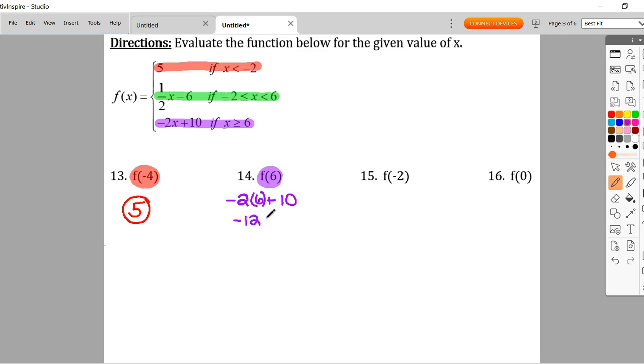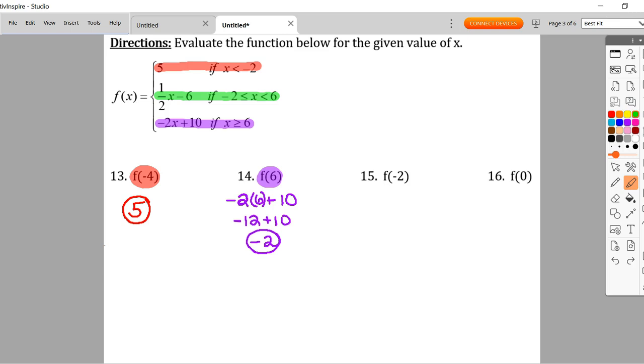negative 2 times 6 to be negative 12, and then I add negative 12 plus 10 to get negative 2. I was getting ahead of myself with the answer. Negative 2 is going to be the x value for 15 because it's f of negative 2.